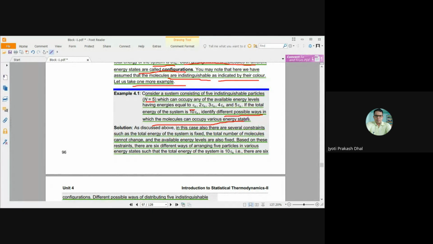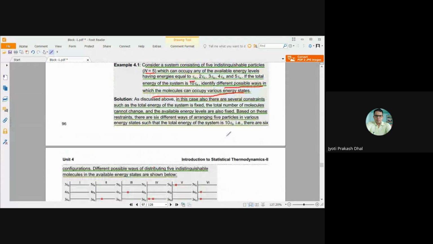So here a total of 5 identical particles are there, and the different available energy levels are epsilon 0, 2 epsilon 0, 3 epsilon 0, 4 epsilon 0, and 5 epsilon 0. And the total energy of the system, that means the summation of the total energy of the 5 particles, should be equal to 10 epsilon 0. Then the question is, identify the different possible ways in which the molecules can occupy the various energy levels.